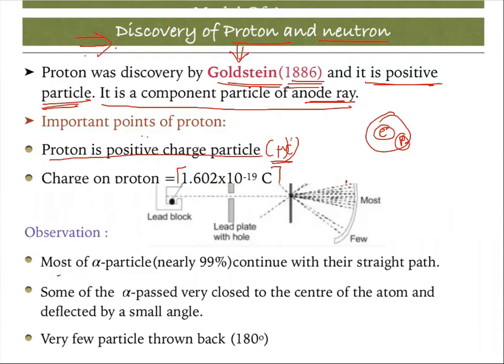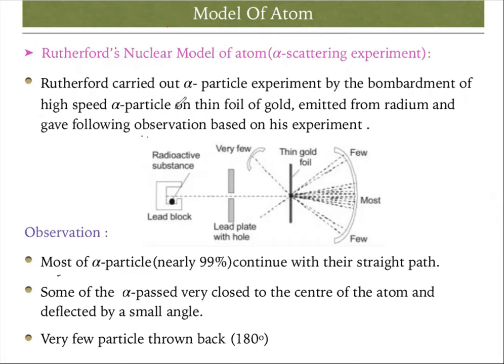After the discovery of electron, proton, and neutron, the theory given by Dalton was rejected. Dalton said that atoms are the only fundamental particle and an atom cannot be divided further. But the discovery of electron, neutron, and proton says that the atom can be further divided and there are subatomic particles present inside the atom.